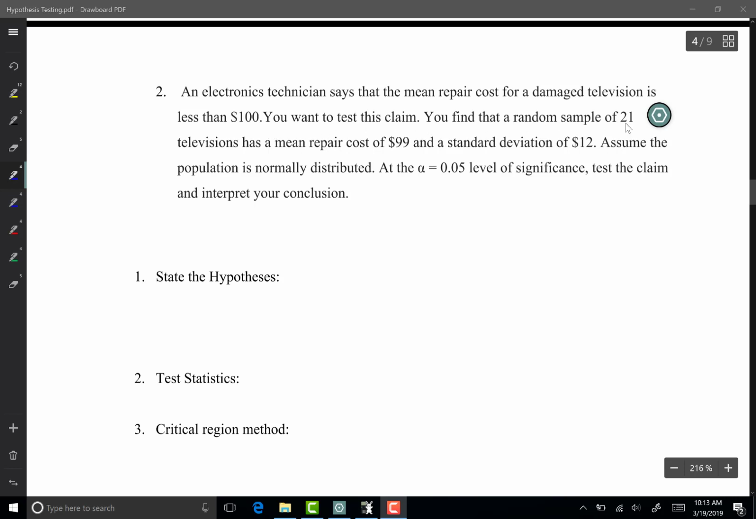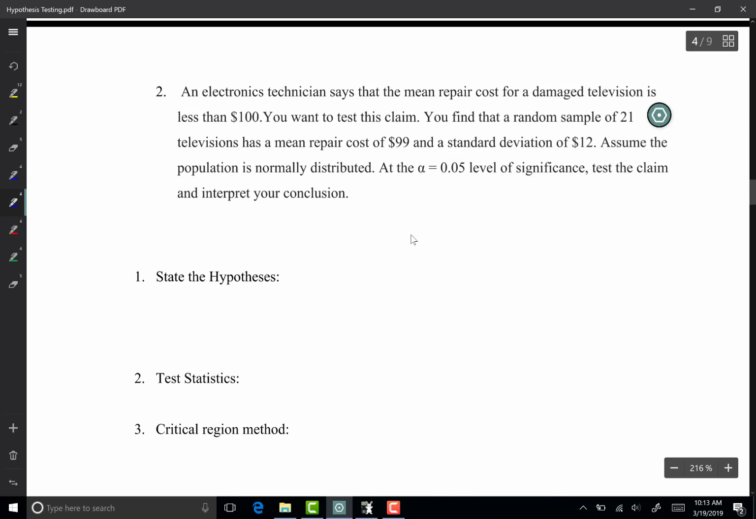You find that a random sample of 21 televisions has a mean repair cost of $99 and a standard deviation of $12. Assume the population is normally distributed. At the alpha equals 0.05 level of significance, test the claim and interpret your conclusion.